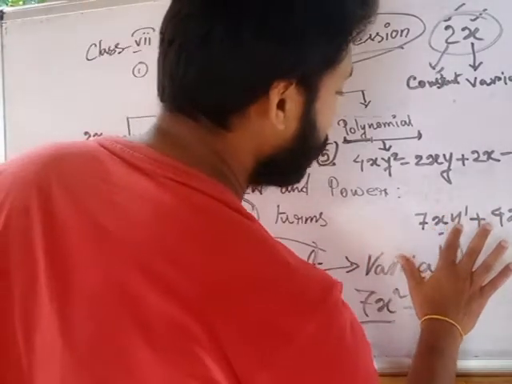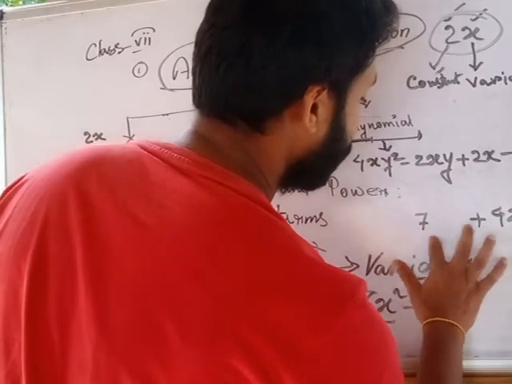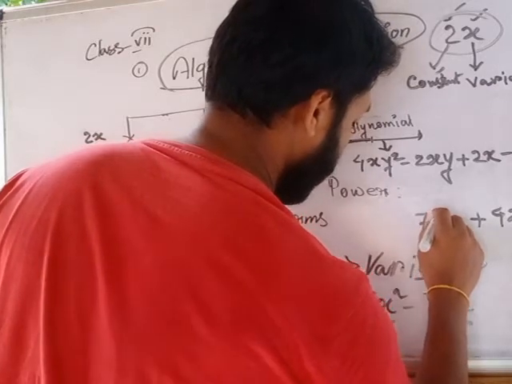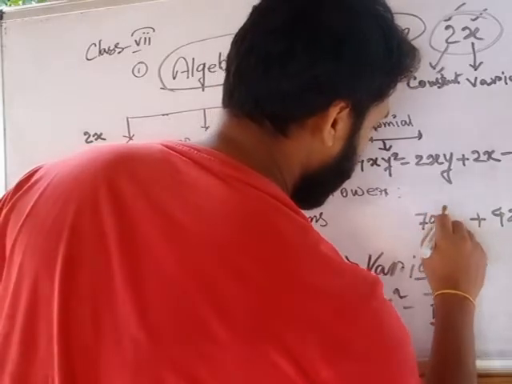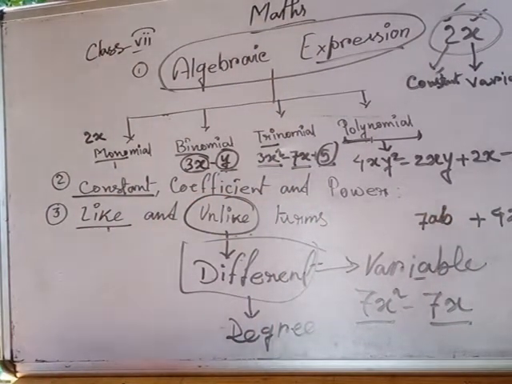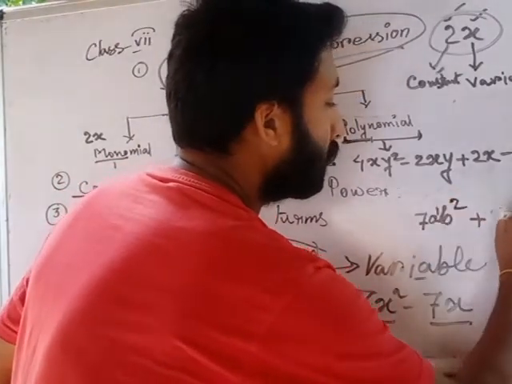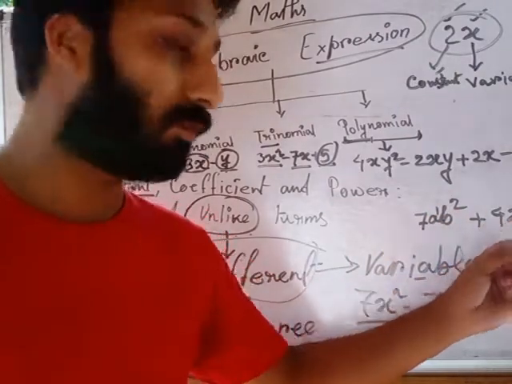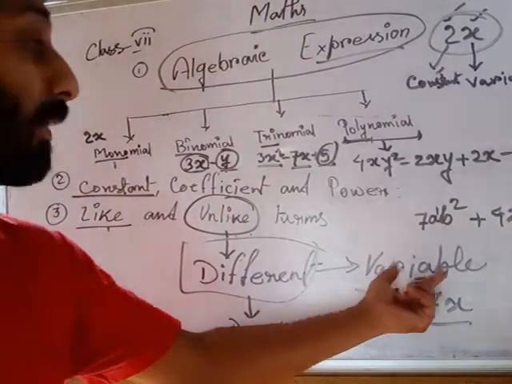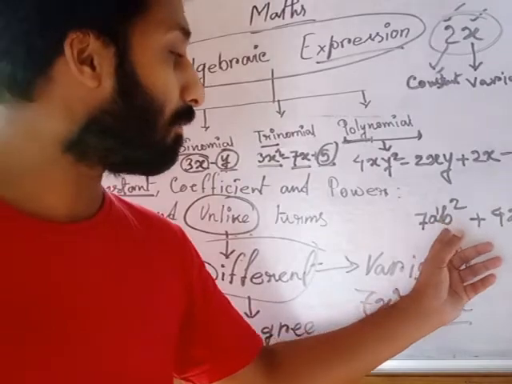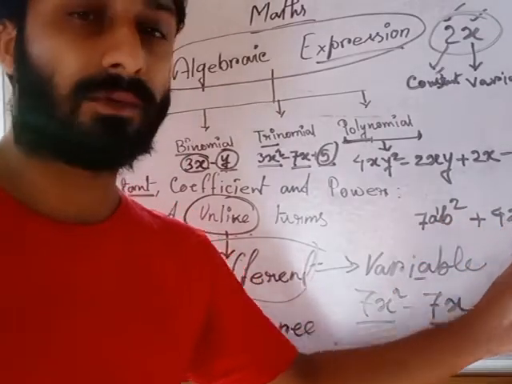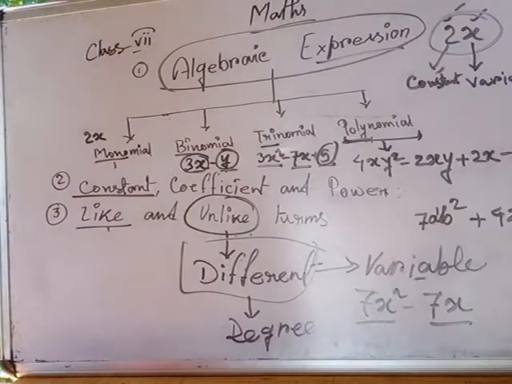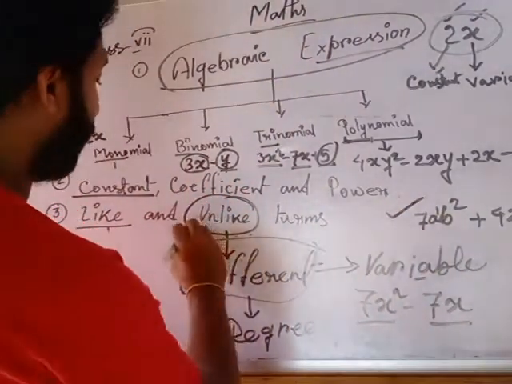Here is, suppose, this one. Here the power is the same, the power of the first one is 1 and the second one is 2, the power is the same, that means the degree is the same but their variables are different. Here is a and b, and here is x and y, so the variable is different but the degree is the same. At that time also it is called unlike terms. Okay.